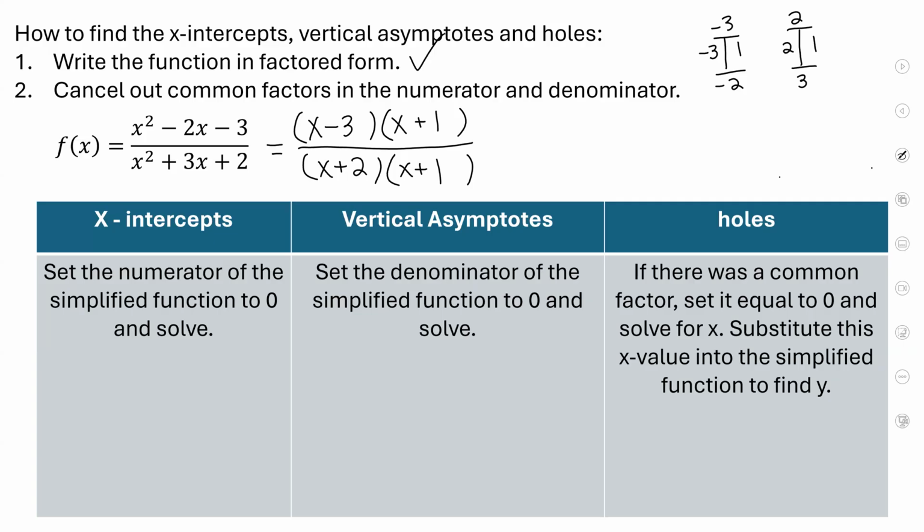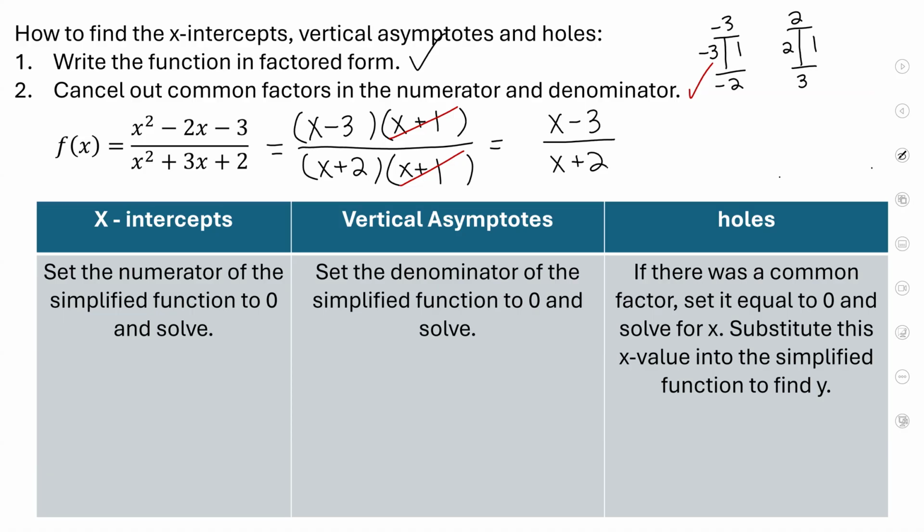Next step is cancel out common factors in the numerator and the denominator. Fernando, do you recognize any common factors that we can cancel out? X plus 1. Perfect. X plus 1 and x plus 1. They have that in common, so we're going to cancel those out. That's step 2. All right, so my simplified function is x minus 3 in the numerator and x plus 2 in the denominator.